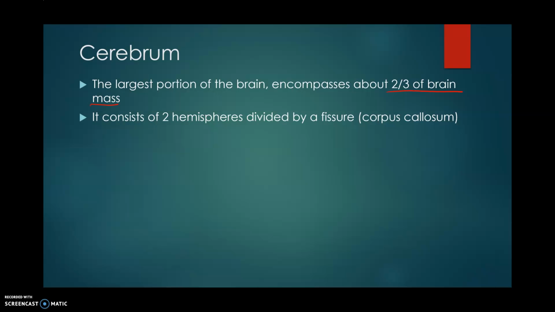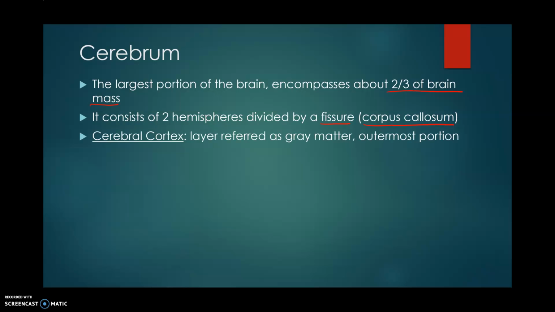So our cerebrum consists of two hemispheres divided by a fissure, and this fissure is actually really important. It's called the corpus callosum. So we're actually going to be able to see that when we do our live dissection.